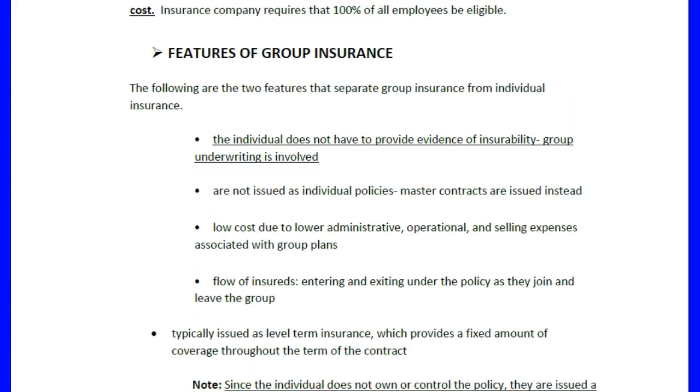Features of group life: individuals do not have to provide evidence of insurability, they are not issued as individual policies, and there is low cost due to lower admin, operational, and selling expenses associated with group plans. That's the key.